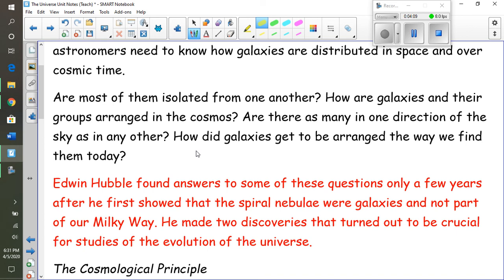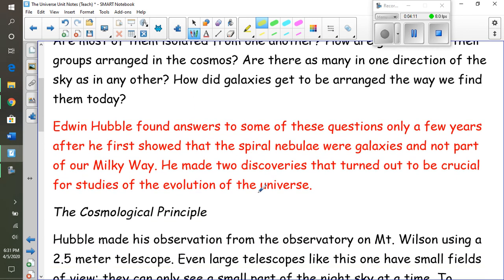So Edwin Hubble, our superstar here, did find some answers to some of these questions a few years after he first showed that the spiral nebulae were in fact galaxies and not part of the Milky Way. He made two discoveries that turned out to be very, very important. So we've got to remember this. There are two discoveries that we're going to talk about here that are very, very important.